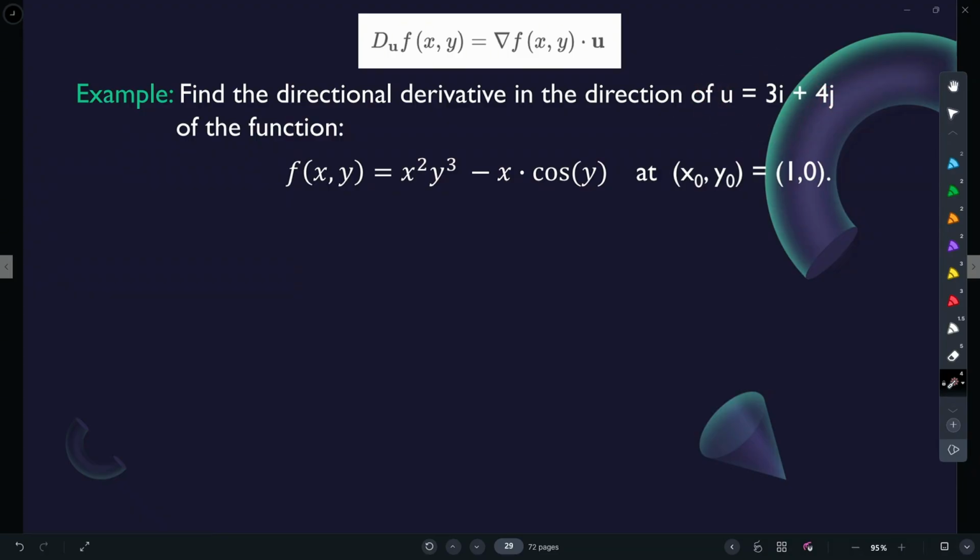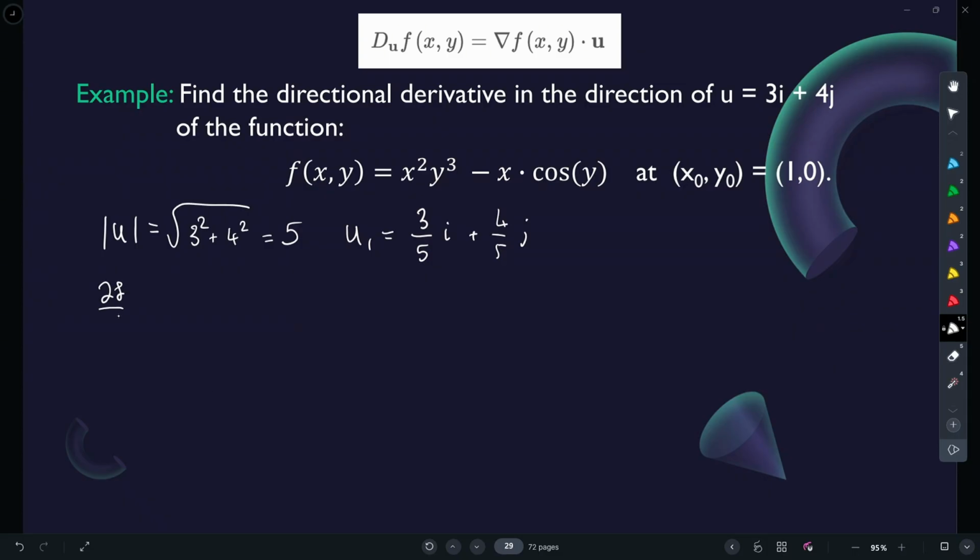Let's use it with this directional vector. Again, the direction of u is fine, but u itself is of length not 1. The length here is the square root of 3 squared plus 4 squared. That's 9 plus 16 is 25. The square root of 25 is 5. It's of length 5. So I'm going to divide by 5 to get a unit vector. So I want the directional derivative in the direction of 3/5 i plus 4/5 j. Okay? And then just find the derivatives.